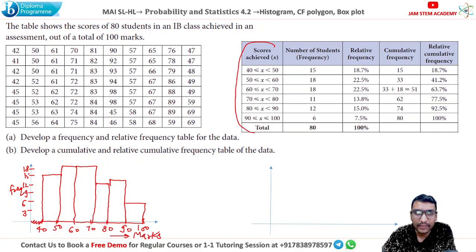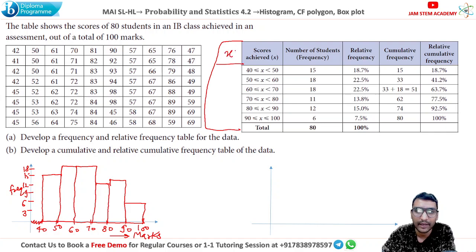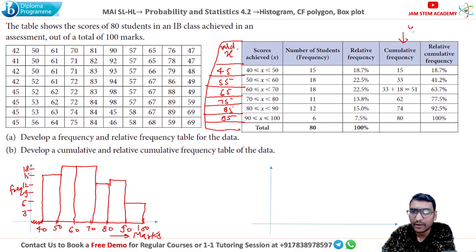These are the x values, right? There is an interval. So for drawing the cumulative frequency curve, first we need to take the mid values of these. Those are the x points for us. Okay, so let's add a column here for the mid values of x. The x mid value here is 45, here it is 55, here it is 65, 75, 85 and 95.